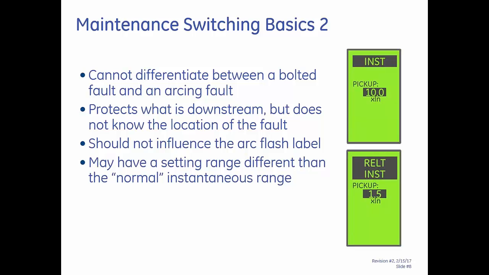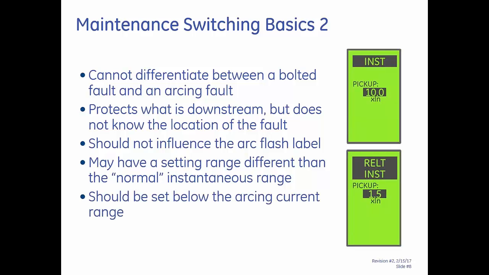As I already pointed out, the setting range on the maintenance instantaneous can be different, and it is different than the normal instantaneous range on a GE trip unit. And again, the maintenance setting should be set below the arcing current range that's calculated in the software in order to get the full effect of the maintenance mode.